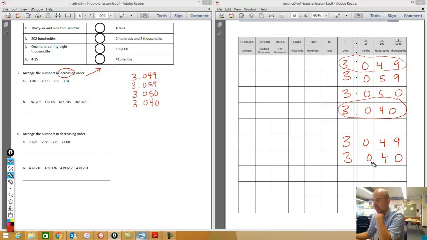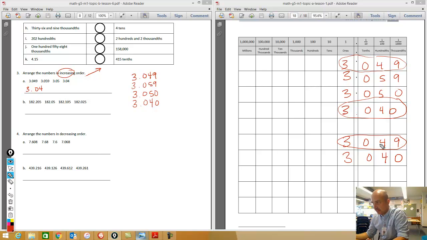Okay, same. This one's bigger. I have a 9 in my thousandths place, and I have a 0 in my thousandths place. So I know that that one is definitely the bigger one. So this one would be smaller. That's what I'm going for. So this one's the smallest, 3 and 40 thousandths. So let's write that there, 3 and 40 thousandths. But we did write it this way as 4 hundredths, okay?